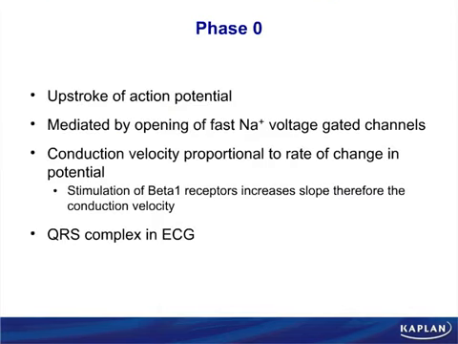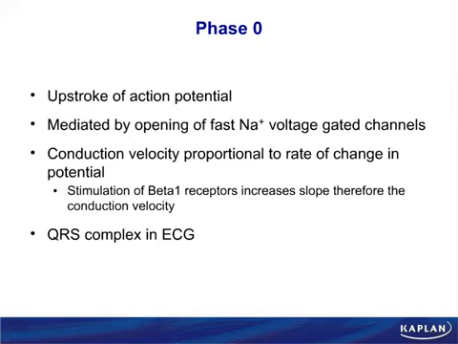Phase 0 is the upstroke of the action potential. In non-nodal cells, this is just like nerve, this is just like skeletal muscle. This is the opening of the fast sodium channels. Remember, those fast sodium channels are voltage-gated sodium channels. As we indicated before, the slope of this phase 0, in other words, the rate of change in potential for the upstroke of the action potential, influences conduction velocity. And why is that a big point?